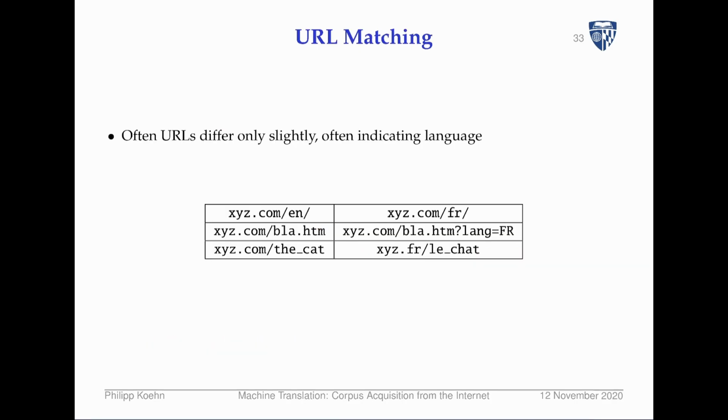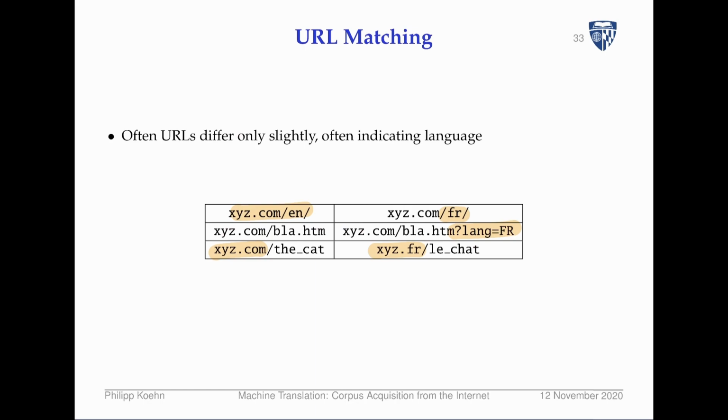Another thing is to look at the URLs. So I already mentioned that. That's a cheap feature. You can just look at this URL here, if there's a /en, and then there's also a /fr, or there's like lang equals fr, then you can map that up. Another one is there's a website with .com, and then the same website or domain name with .fr.